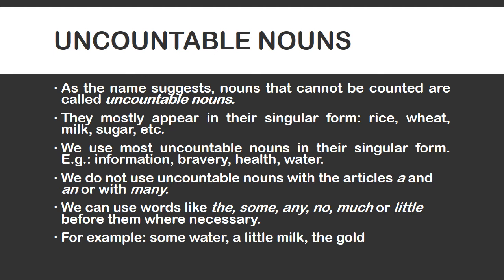Alice enjoys good health, not good healths. I drank some water, not waters. There are certain rules for this. We do not use uncountable nouns with the articles a and an or with many. We do not say a gold, many water, a health, a bravery, many milks, but we can use words like the, some, any, no, much or little before them where necessary. For example, some water, a little milk, the gold.